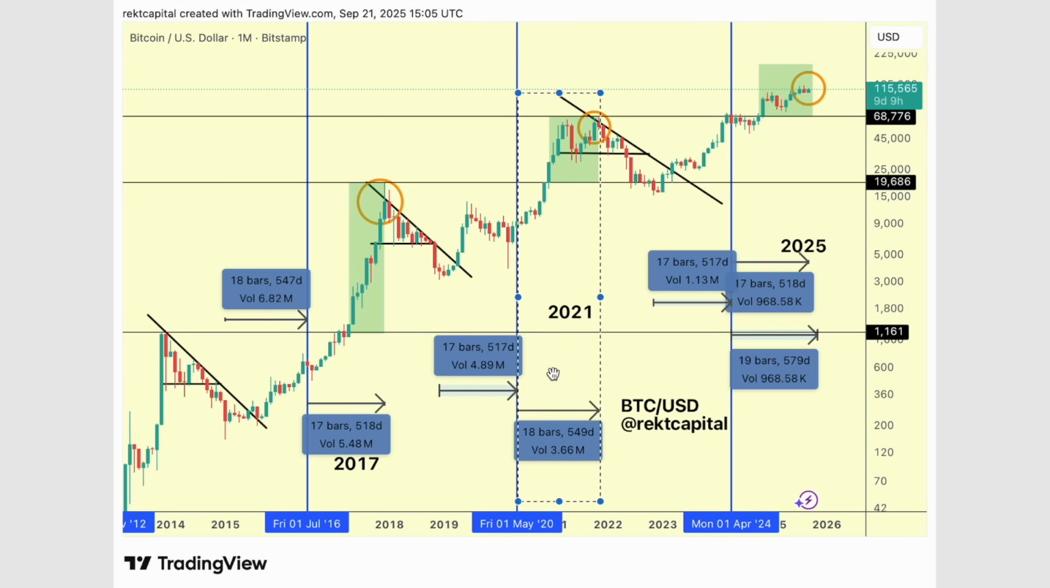So what we've been seeing generally is if we get 550 days before the halving for a bear market bottom, it takes 518 days after the halving for a bull market top. And if you see the flip side of that, 518 days before the halving for a bear market bottom, then we get 550 days after the halving for a bull market top.